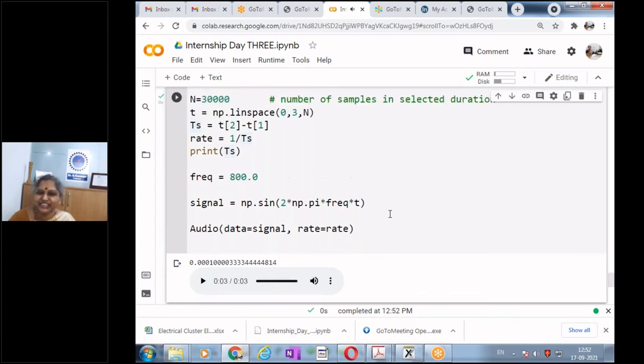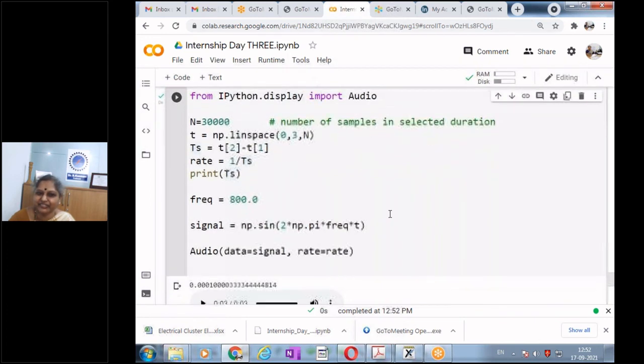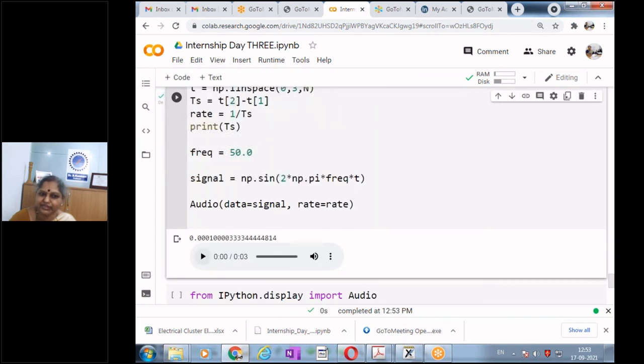Yes. So we are hearing a sine wave of 800 hertz. Just change the frequency to 100 hertz, 50 hertz, and see whether you are able to hear it. Please run it for 50 hertz and see whether you can hear it. I included this just for fun. Are you hearing it?